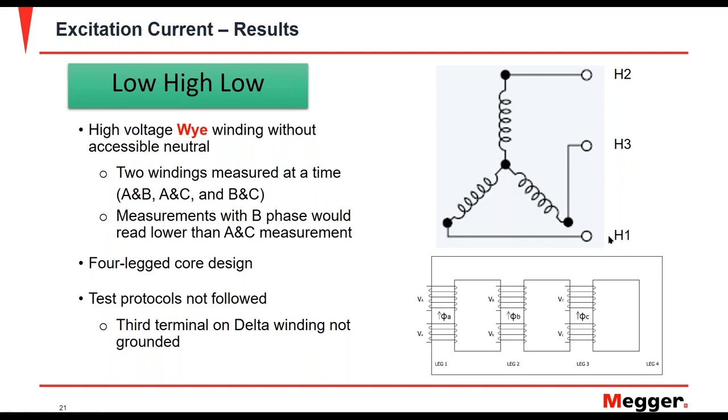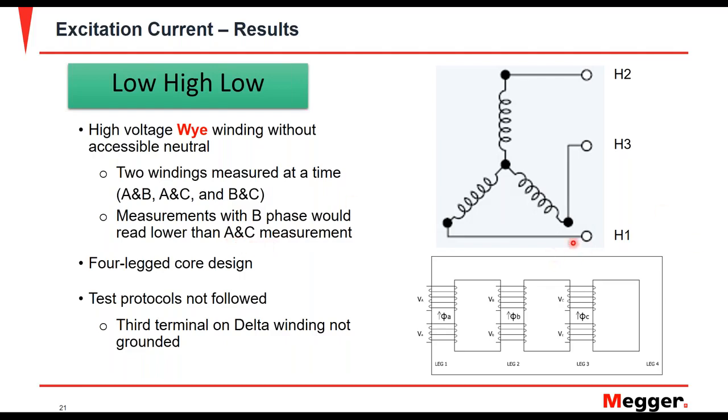What I mean by that is when you're performing excitation current testing, you would be testing from H1 through H2. Then you would be switching from H2 to H3, and then moving on from H3 to H1. Now, how that affects the results is that measurements that have the B phase, or the inner phase, would read lower than the measurements that just have the outer phases.